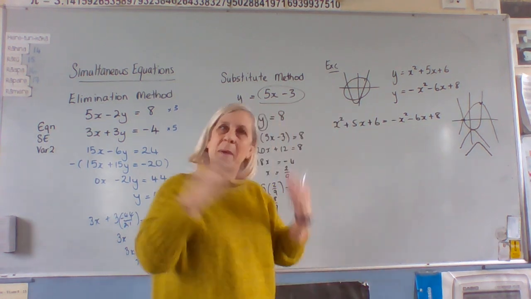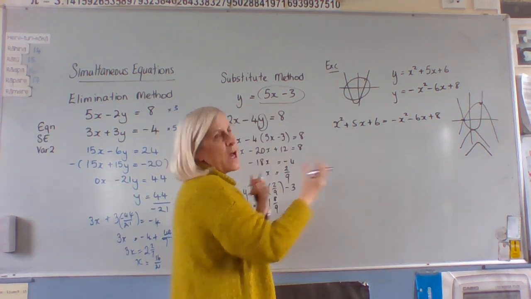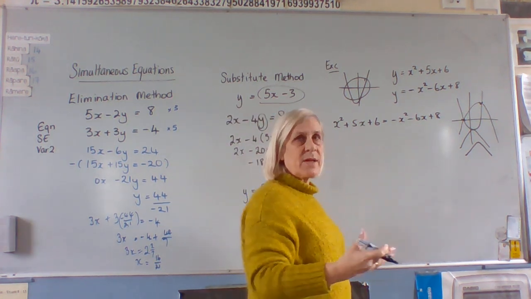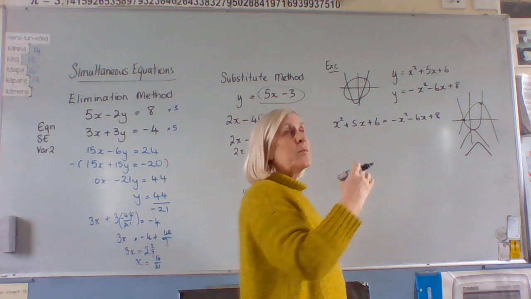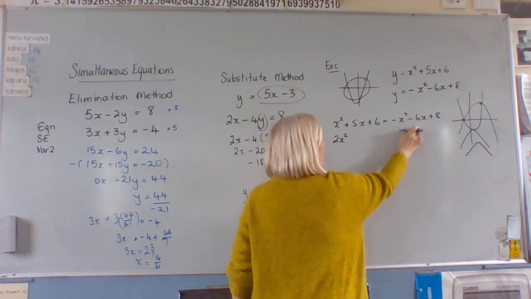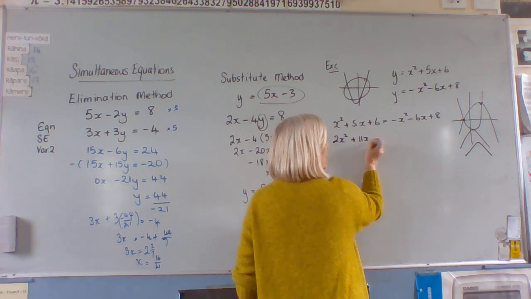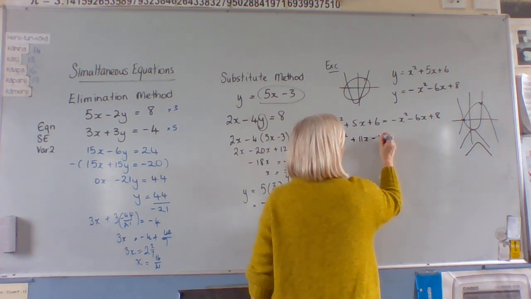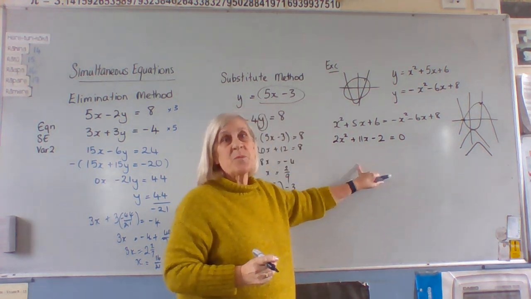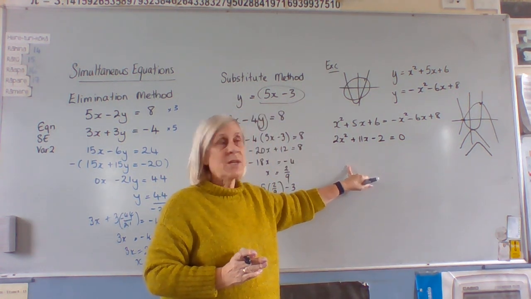Right? Make them equal. Now we need to tidy it all up. So I'm going to bring everything over to this side because with quadratics we always make them equal to 0 before we solve them. So we've got 2x squared plus 11x minus negative 2 equals 0. Obviously that is not particularly nice, okay?